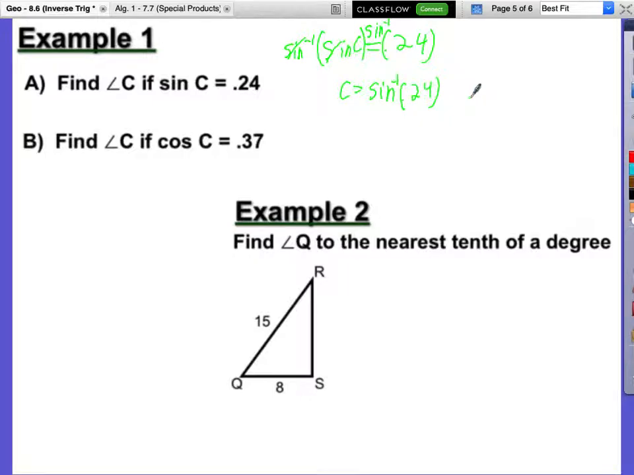Everybody have one of my calculators now? Okay.